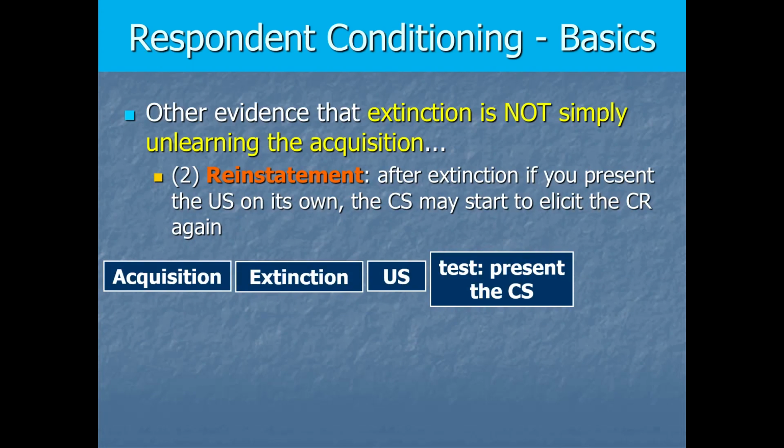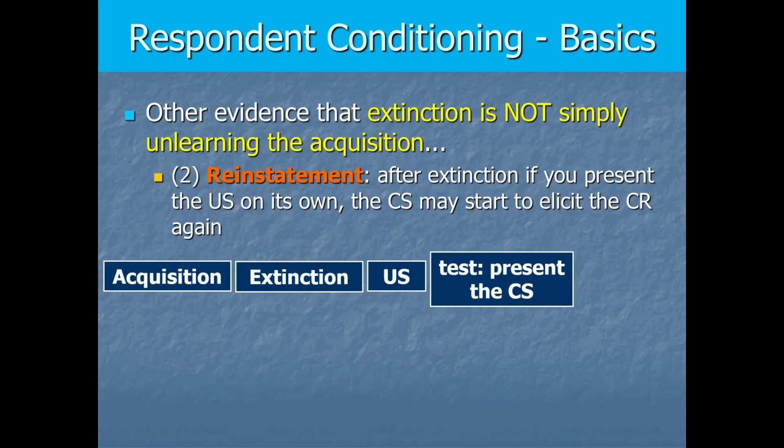Here's one more phenomenon that really tells us extinction is not unlearning. This one's called reinstatement. After extinction, so after you've been doing the CS by itself without the US, doing the tone without the shock, or the sound without the meat, if you happen to present the US on its own, out of the blue, totally disconnected from the CS, you'll find that the CS may start to elicit the CR again, even after you had extinguished it earlier.